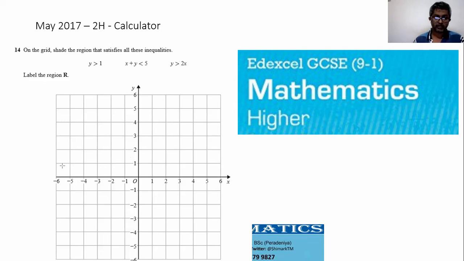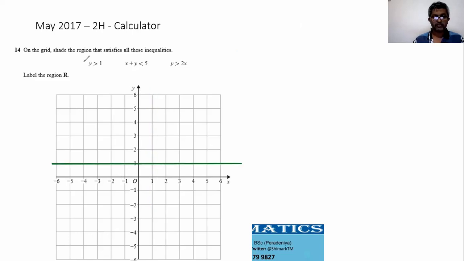Okay. y equals 1 is going to be like this. Is it correct? y equals 1? No, it's not correct. So it's going to be like this. We will try to shade this.